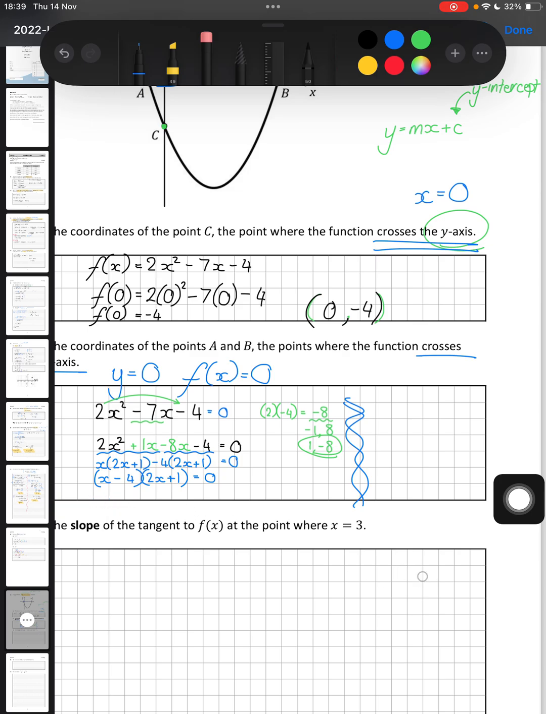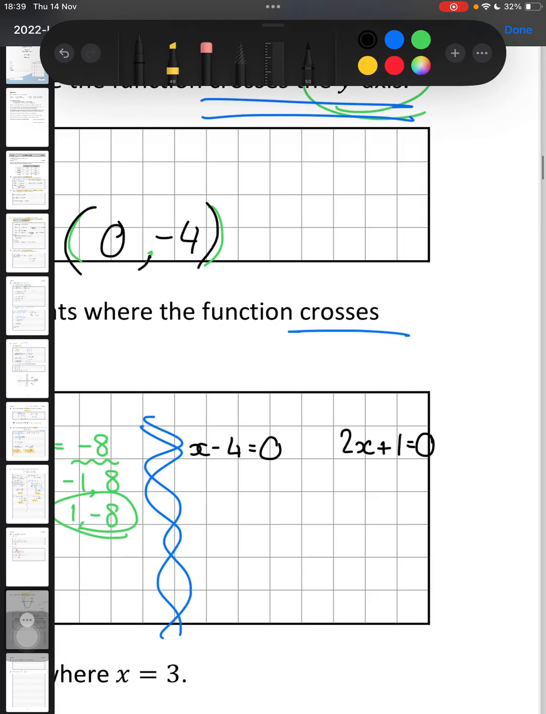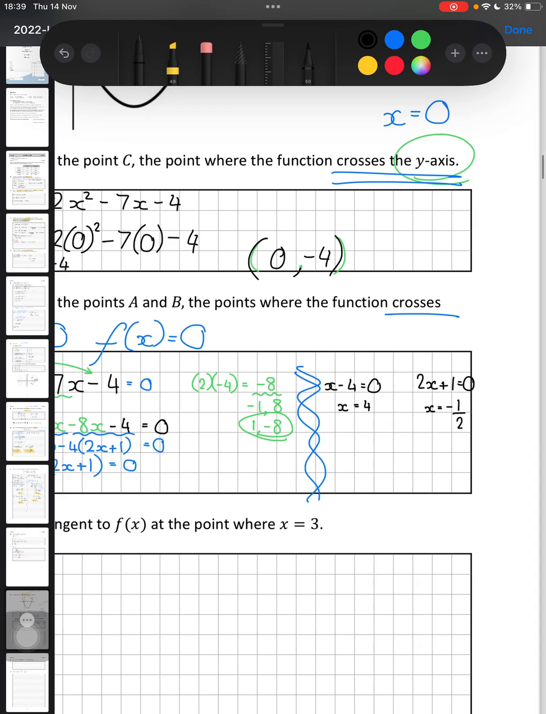Okay, if two things multiply together to give me 0, that means either this is 0 or this is 0. Okay, so I'm going to figure it out for both of them. So I can let the first bracket equal to 0, so x minus 4 is 0, and I'm going to have the second bracket, the 2x plus 1, being 0 as well. Okay, so solve for x in both of these cases. So I'll get x is 4, and over here, x is minus 1 over 2. Okay, so I have solved for my two x values.